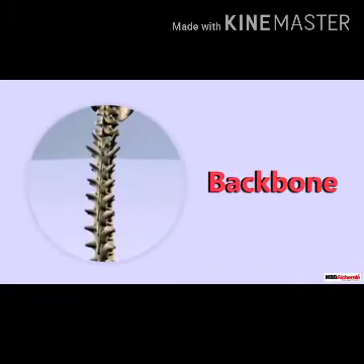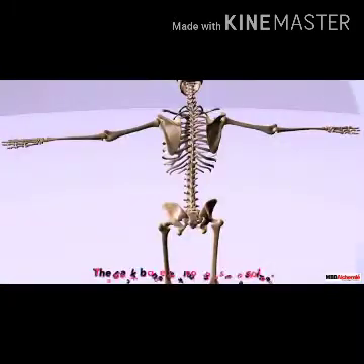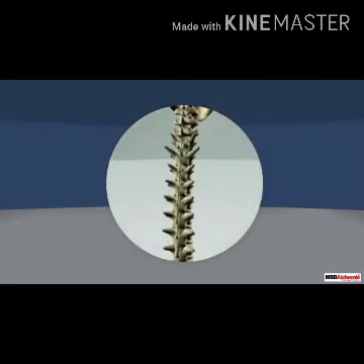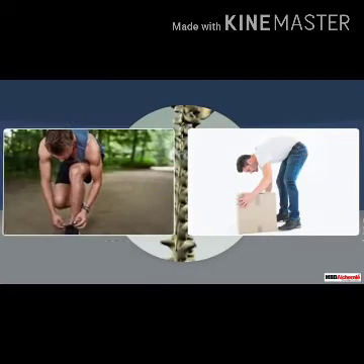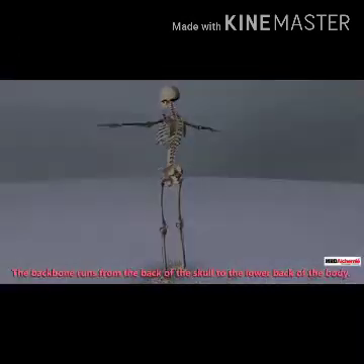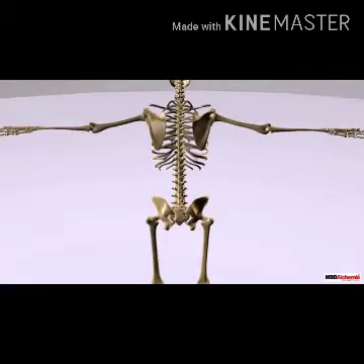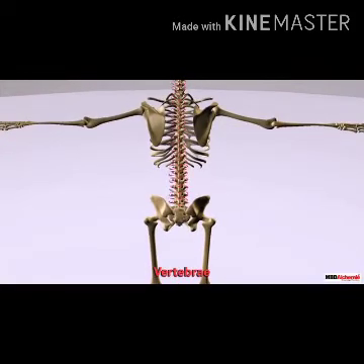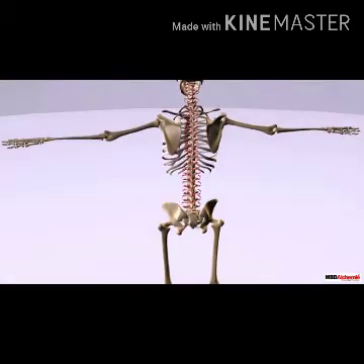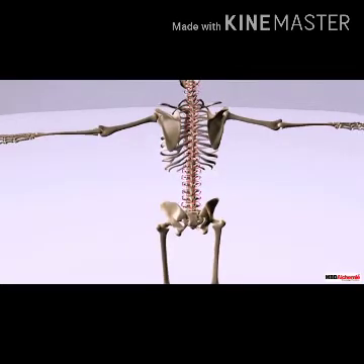The next part of the skeleton is the backbone. It is also known as the spine. The spine helps you bend down to pick up things or to tie your shoelaces. It runs from the back of the skull to the lower back of the body. The spine is made of 33 small bones called vertebrae. These small bones are joined to each other. It is this bone by which the rib cage is attached.